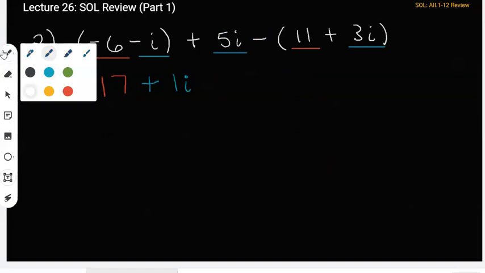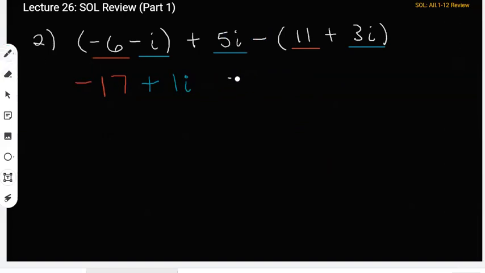So I can write my answer like that, or I could write my answer like this. And that's because the 1 in front of the i is understood to be there.